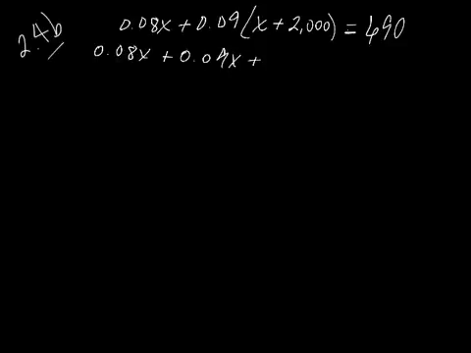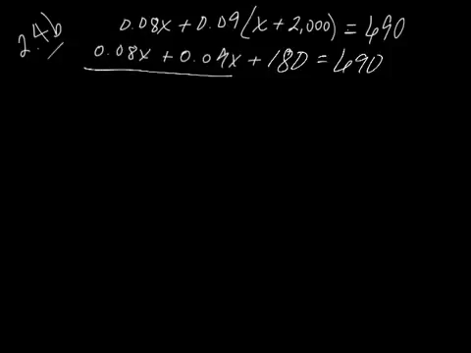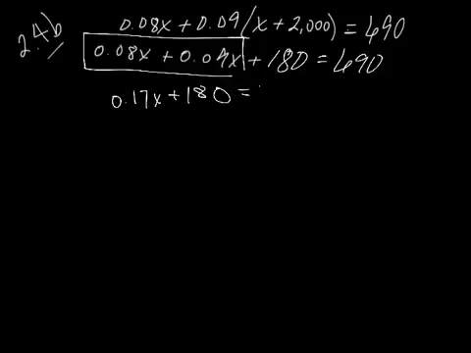And then 0.09 times 2,000 is 180. And that equals 690. Okay, so what I need to do here is combine like terms first. Those are alike. 0.08 plus 0.09 is 0.17. So I haven't done anything really weird with my decimals yet. They haven't been too bad.